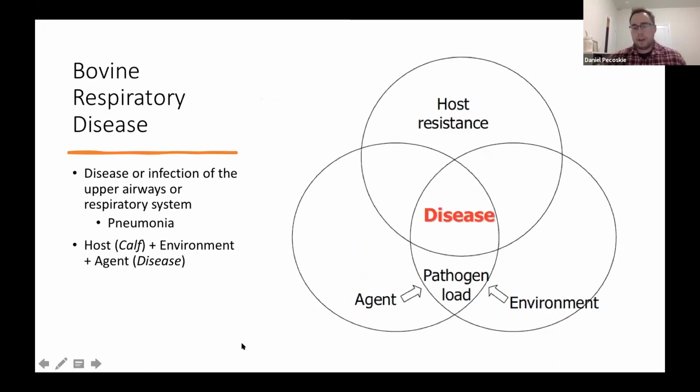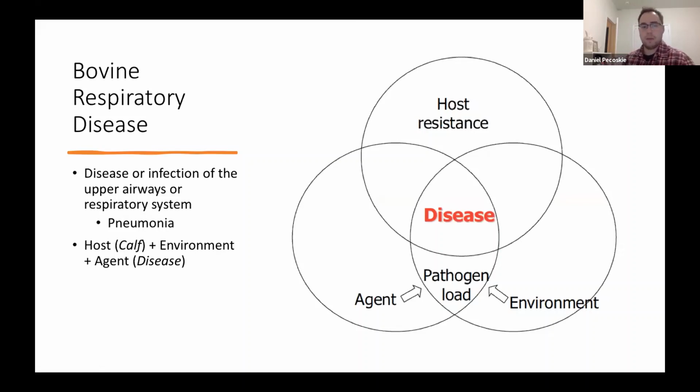So this is a fairly common diagram that tends to come up when talking about bovine respiratory disease. Basically, we're talking about disease or infection of the upper airways and respiratory system, often with a complex interaction between viruses and bacteria. The most common presentation of that would be pneumonia in our calves. So we often have to consider the interactions between these groups.